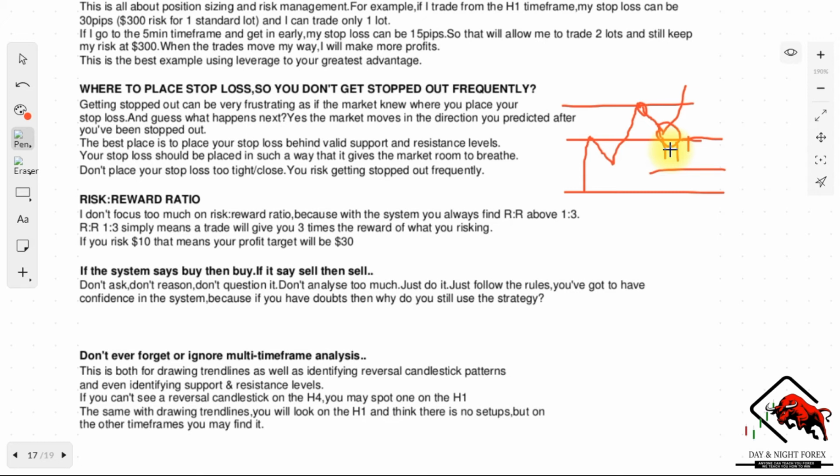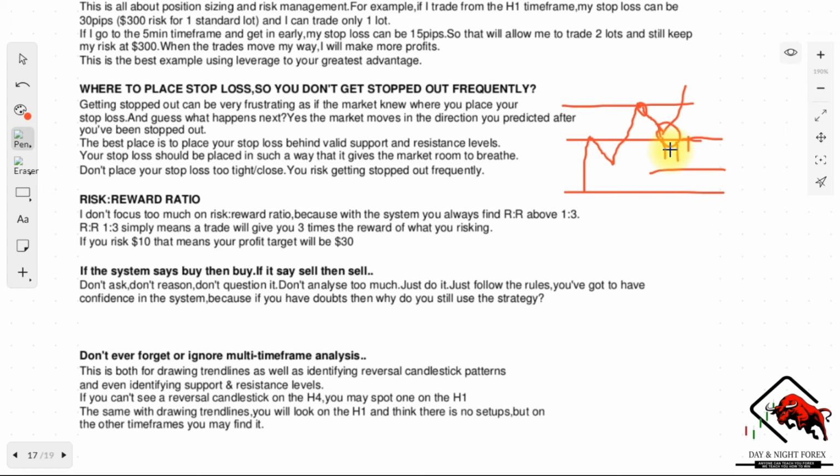So don't ever forget or ignore multi-time frame analysis. Top-down analysis, very, very key. This is both for drawing trend lines as well as identifying reversal candlestick patterns, and even identifying support and resistance levels. If you can see a reversal candlestick on the H4, you may spot one on the H1. So the same with drawing trend lines. You will look on the H1 and think there are no setups, but on other time frames you may find that there actually are some profitable setups.